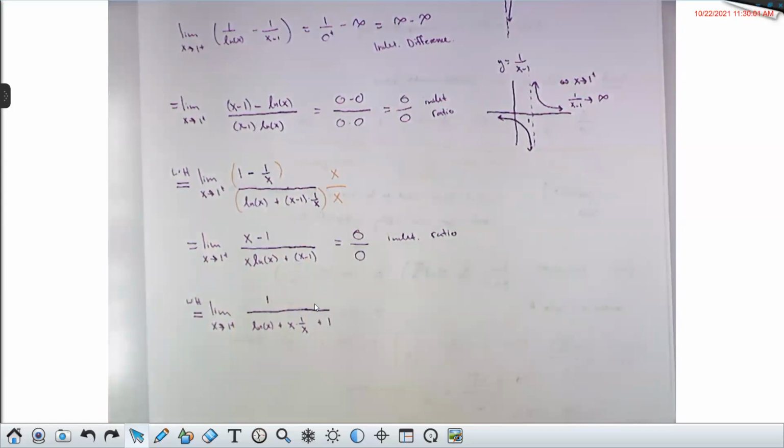You could also have a common denominator top and bottom, right? I could rewrite this as x minus 1 over x, rewrite this as x ln x plus x minus 1 over x, and then flip and multiply. But multiplying top and bottom by x is much faster.